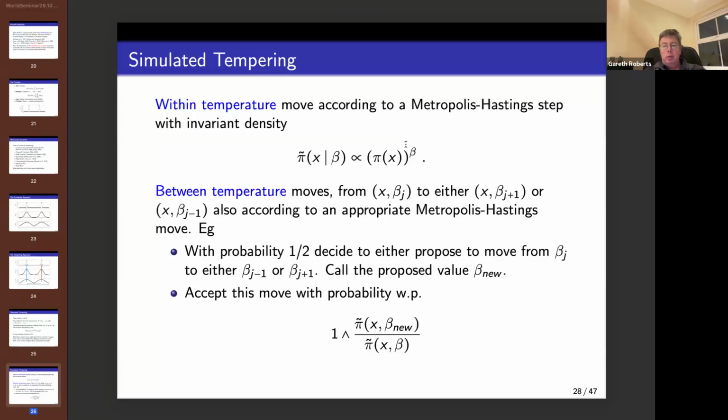Right, so the various moves that we want to make are moves within temperature and also between temperature. And it's these between temperature moves that are going to be essential, and in almost all interesting cases are the limiting factors for what makes this algorithm work.